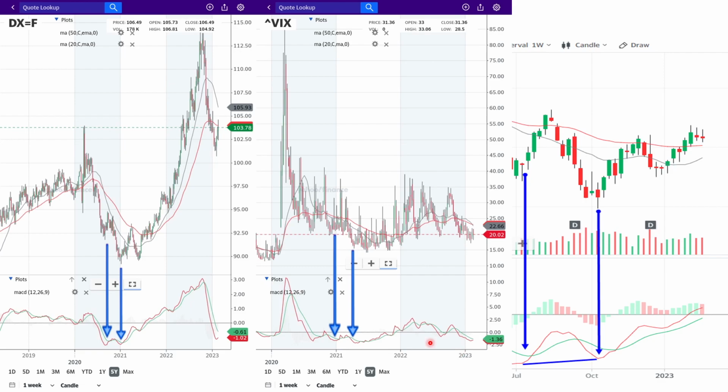VIX is no exception. Look at these arrows. Anytime it tries to do a positive cross, but in this case, it actually made a lower low. When you do that, it didn't make a higher low notch. It made a lower low notch. And guess what? You kept going. You kept going. SPY was no exception.